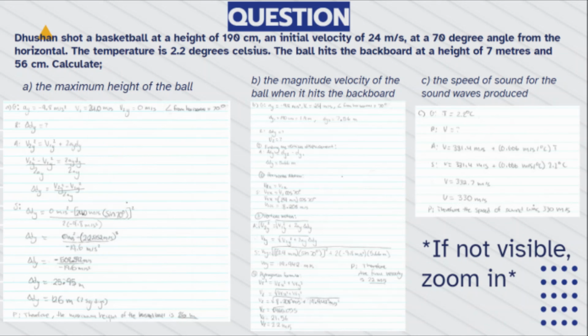Lastly, we can use the Pythagorean theorem to find the resultant vector of the final velocity, which gives us the magnitude of the final velocity when plugged in. For part C, the given required is temperature at 2.2 degrees Celsius. By using the equation for the speed of sound in air, we can plug in the temperature value as it is already in Celsius, and then calculate the speed of sound for the basketball, which will be 330 miles per second.